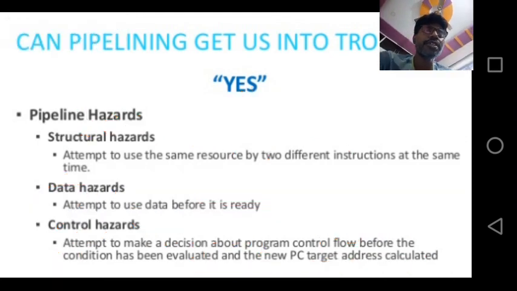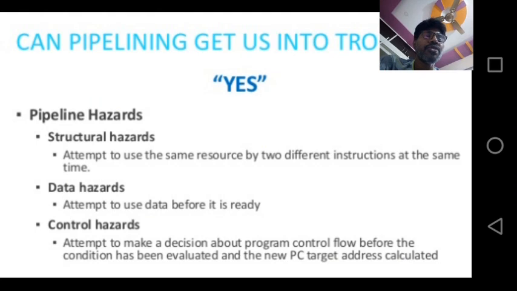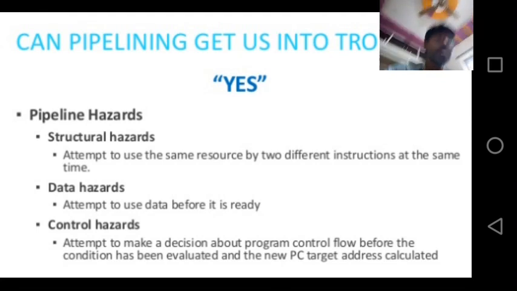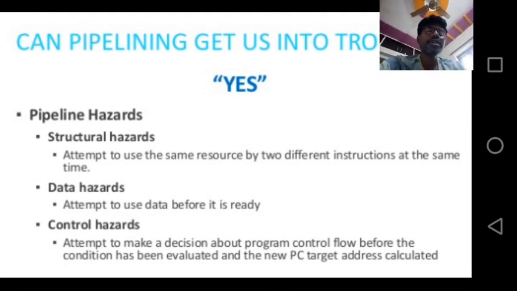Control hazards: an attempt to make a decision about the program control flow before the condition has been evaluated and the new PC target address is calculated. So these are the three types of hazards: structural, data, and control hazards.